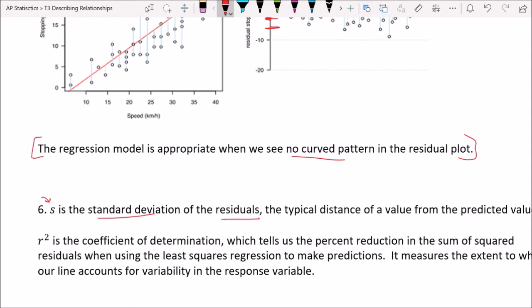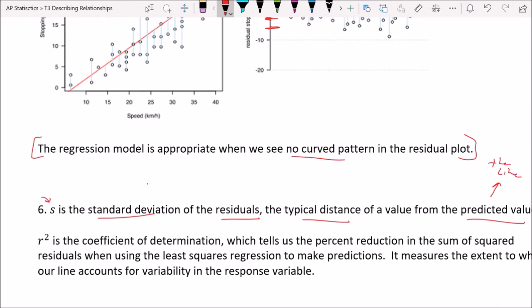So that's the standard deviation of the residuals. Now remember, standard deviation is a typical distance of a value from the mean, but mean in this case means from the predicted value. So what's a typical distance from the predicted value? Predicted value, by the way, that's another way of saying the line. The line represents the predicted values.